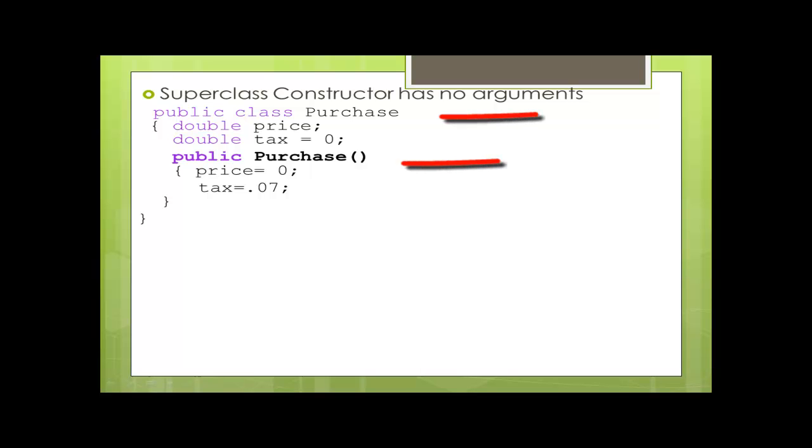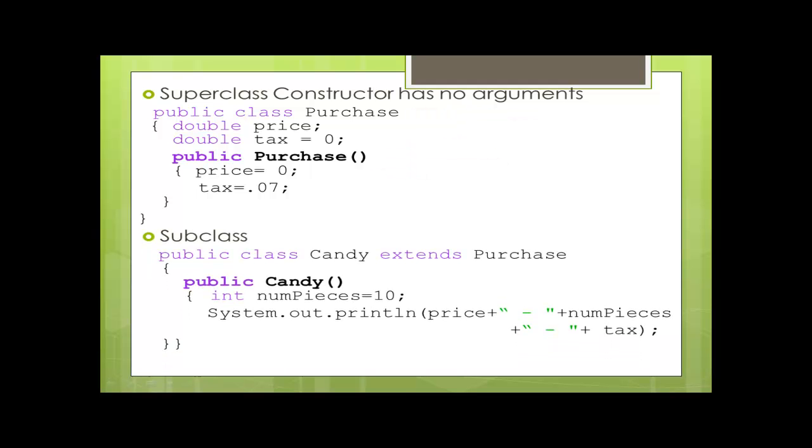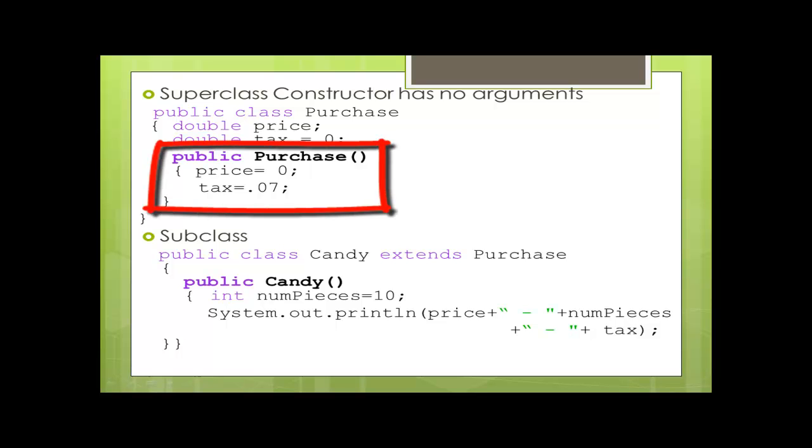This is an example of a constructor with no arguments. As you can see, the constructor has the exact same name as the class it's in. The subclass Candy does not use the keyword super within its constructor. Therefore, Java will automatically call on the default constructor in the Purchase class.